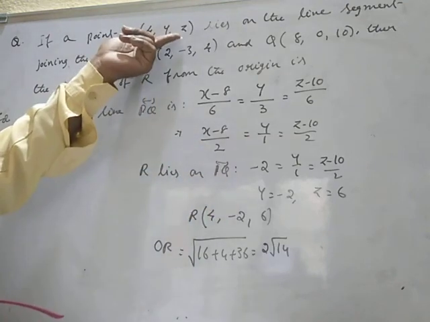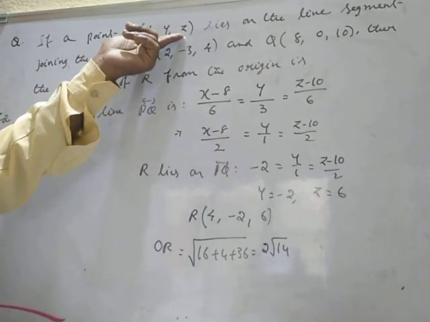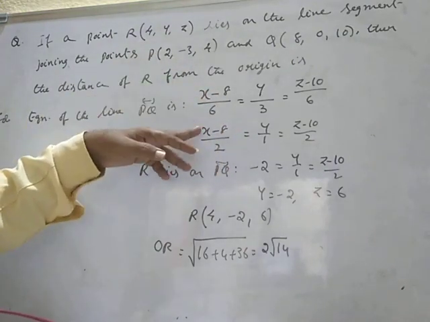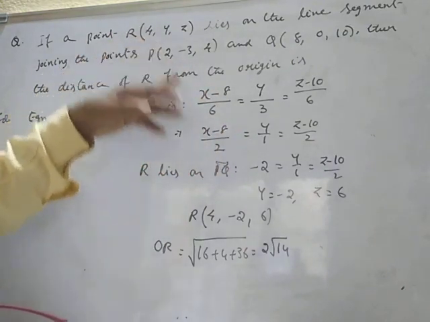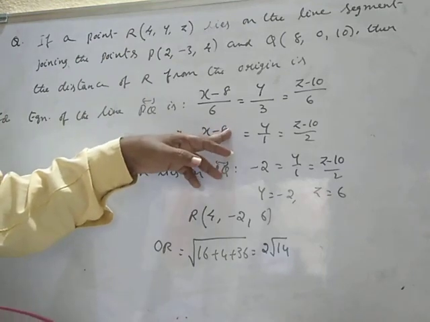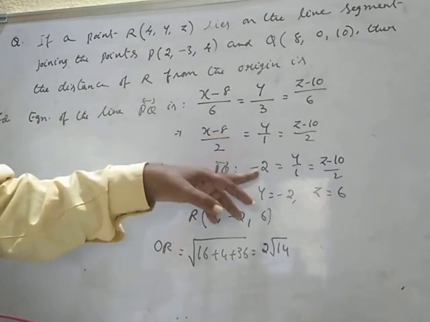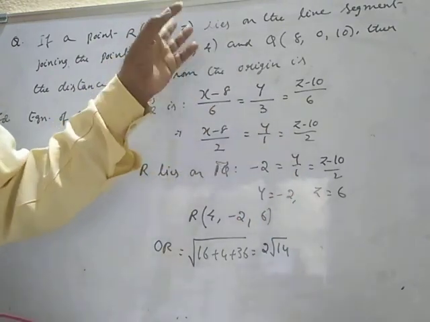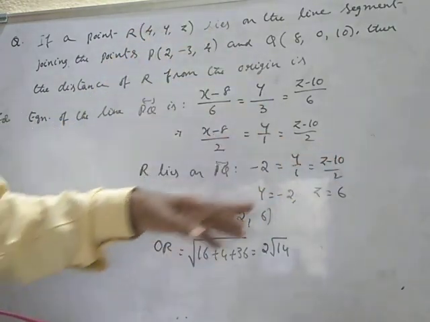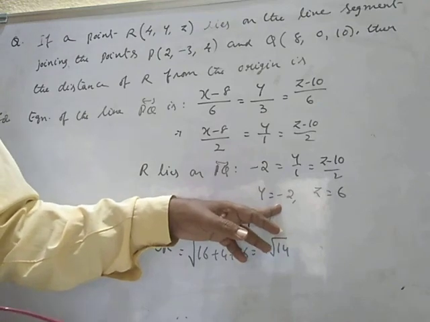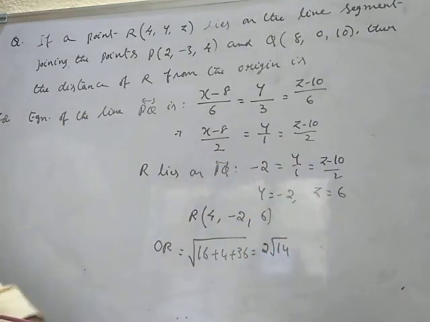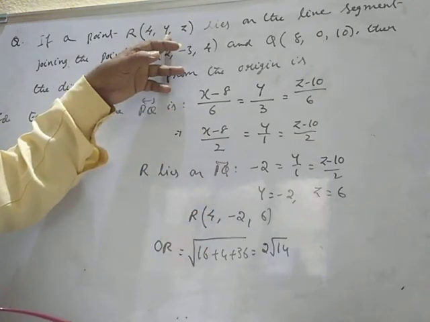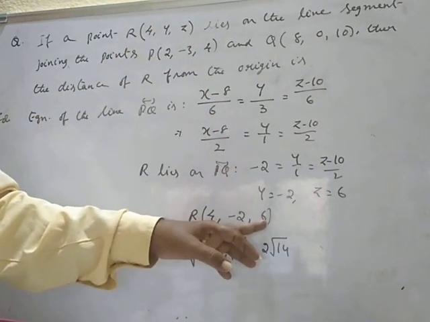Here R is (4, y, z). Substitute in the equation of the line. In the place of x, I am writing 4. 4 minus 8 is minus 4, minus 4 by 2 is minus 2, equal to y by 1, equal to (z minus 10) by 2. From this we get y is equal to minus 2, z is equal to 6. Therefore, the point R is (4, minus 2, 6).